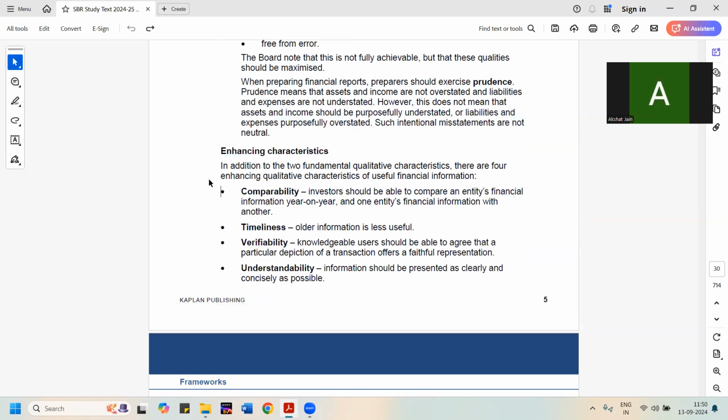Enhancing characteristics of information would be comparability. I won't say it should, because these are enhancing characteristics, but it would be for the best if the information was provided in a comparable way where we could compare it to last year or with competitors or with whatsoever nature we want to. It was timely in nature, it was verifiable, and it was true.